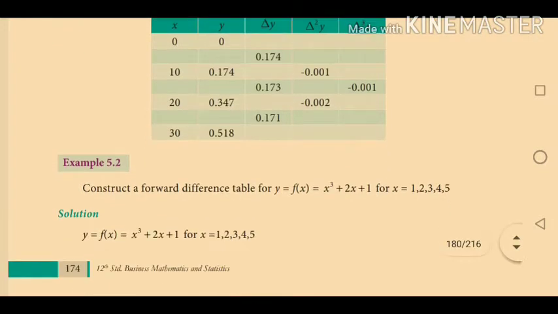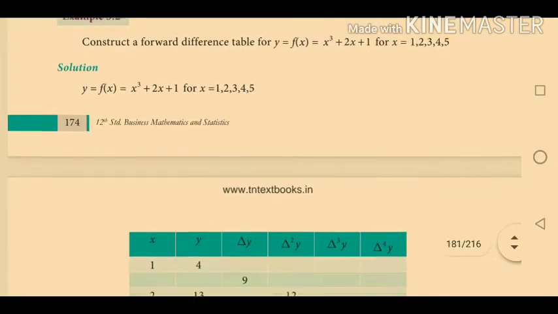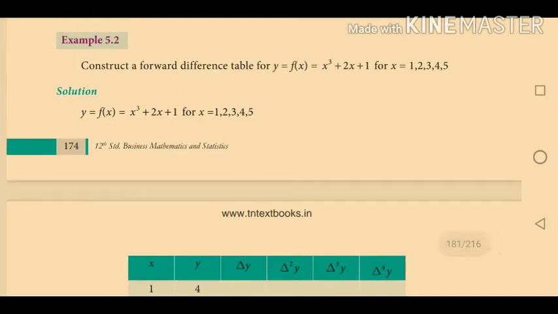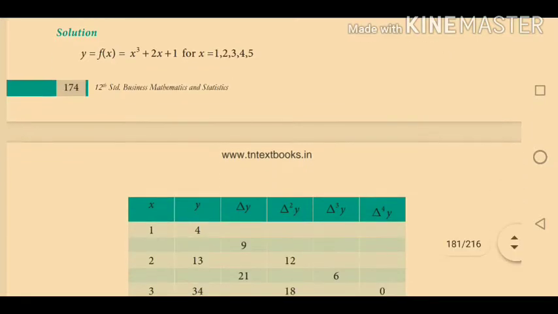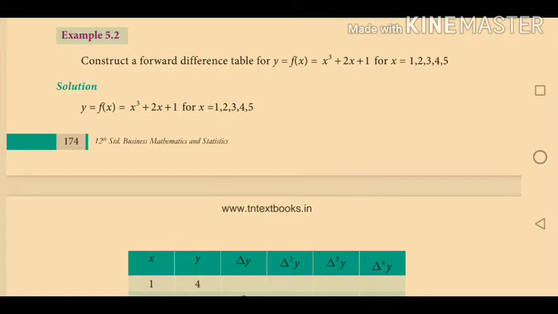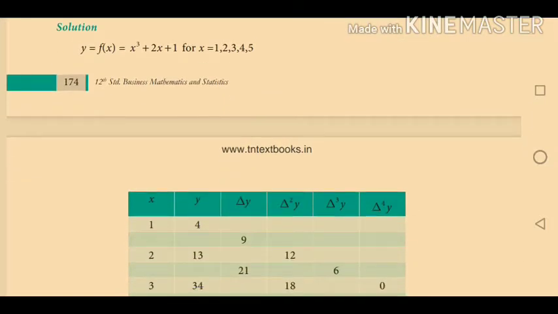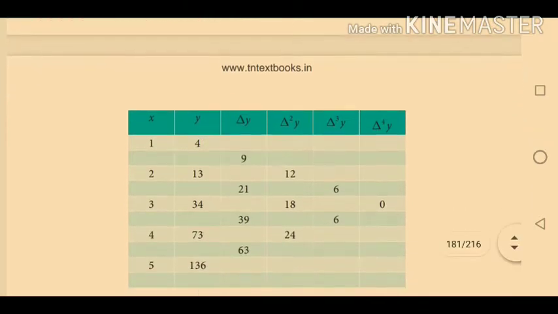Next we are going to construct the forward difference table for y equal to f of x equal to x cube plus 2x plus 1, where x equal to 1, 2, 3, 4, 5. That is, we substitute the values of x equal to 1, 2, 3, 4, 5 respectively and find the value of f of x. If x equal to 1, then 1 cube plus 2 into 1 plus 1, we are getting 4, that is y. Then if x equal to 2, then 2 cube equal to 8, 2 into 2 is 4, plus 1. So 8 plus 4 plus 1 is 13. Likewise, by giving values to x, we find the value of y.